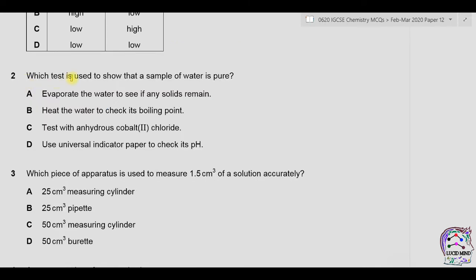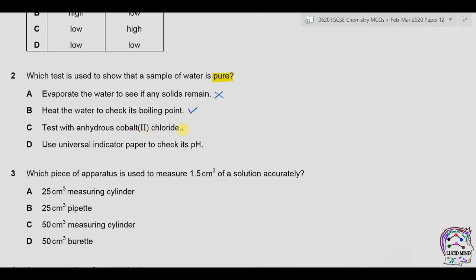Question 2. Which test is used to show that a sample of water is pure? A. Evaporate the water to see if any solids remain. This is not the test for purity. B. Heat the water to check its boiling point. Yes, this can be used for the purity test because we know that a pure substance always has a fixed boiling point.